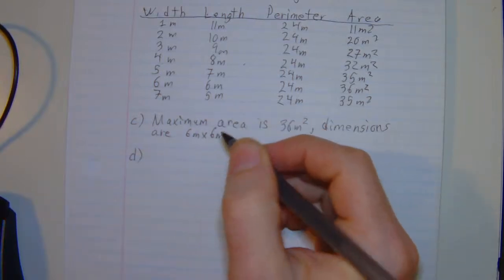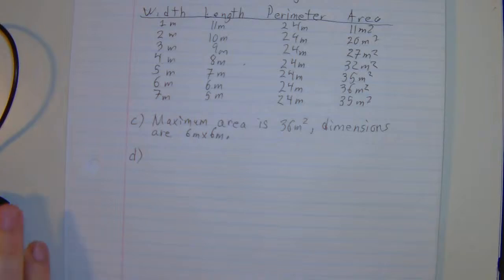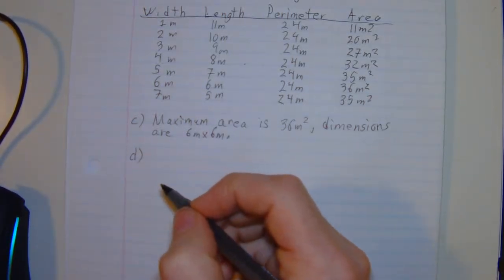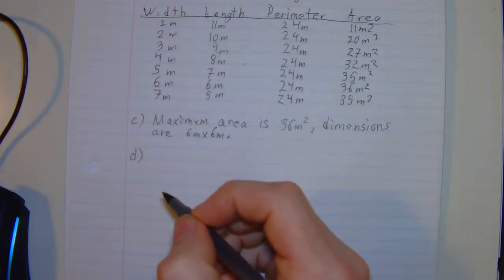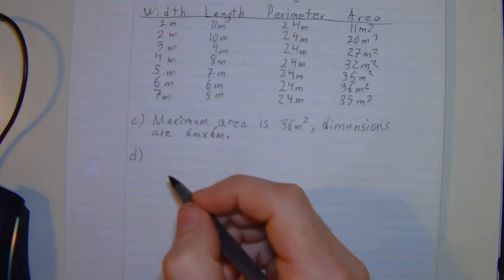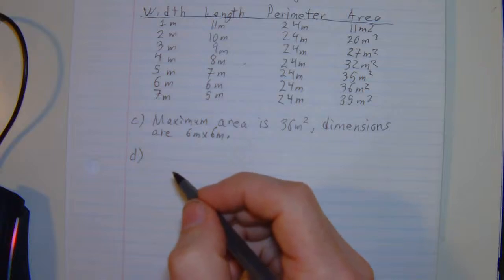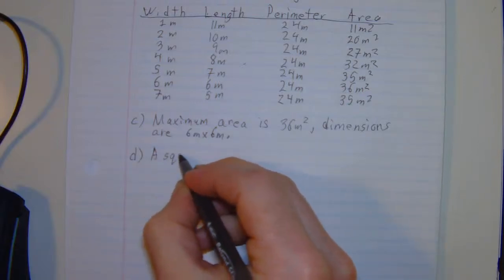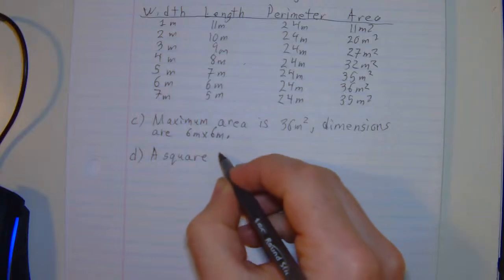D is asking us what type of rectangle is the one that gave the maximum area. That might seem like a bit of a strange question, right? Like triangles, we have isosceles and equilateral and so on, different types. But for rectangles, we don't really have different types. It turns out that's not quite true. We have an equilateral rectangle, but we don't call it an equilateral rectangle. We call it a square. And so a square is the type of rectangle with the greatest area.